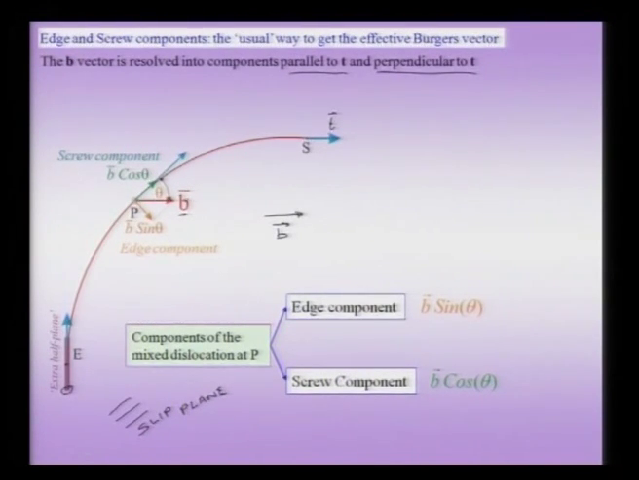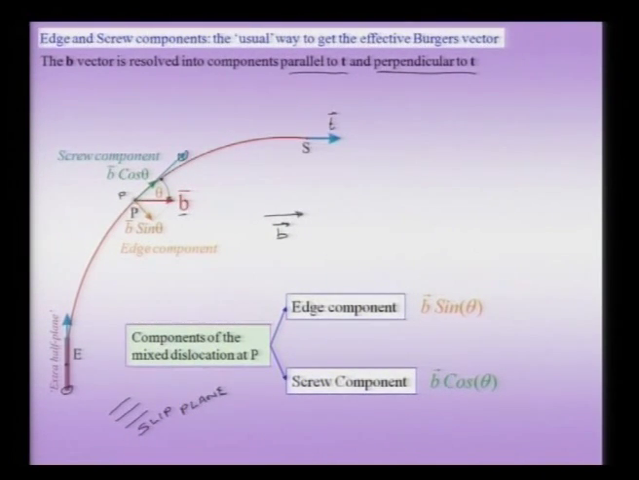So I can take my B vector and resolve it into components at a point, for instance P. The T vector, or the line vector, is the blue vector going like this, and assuming the angle between the line vector and the Burgers vector is theta, I can resolve B into a component parallel to the line vector, which is B cos theta, and a component perpendicular to the line vector, which is B sin theta. The perpendicular component I am showing in orange, the parallel component in green, and therefore my screw component has a strength of B cos theta, and the edge component has a strength of B sin theta. So let me revise the whole thing again.